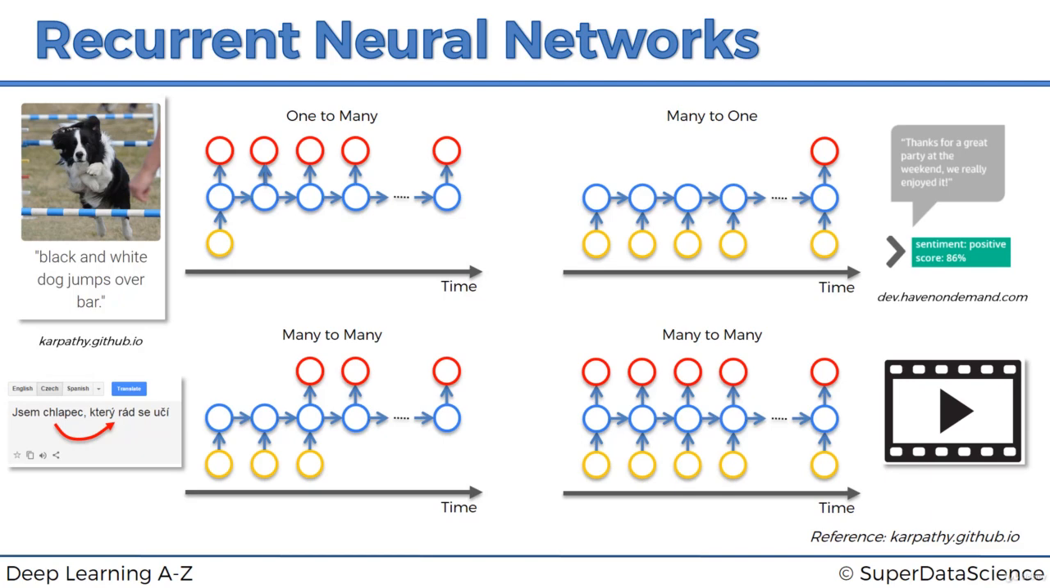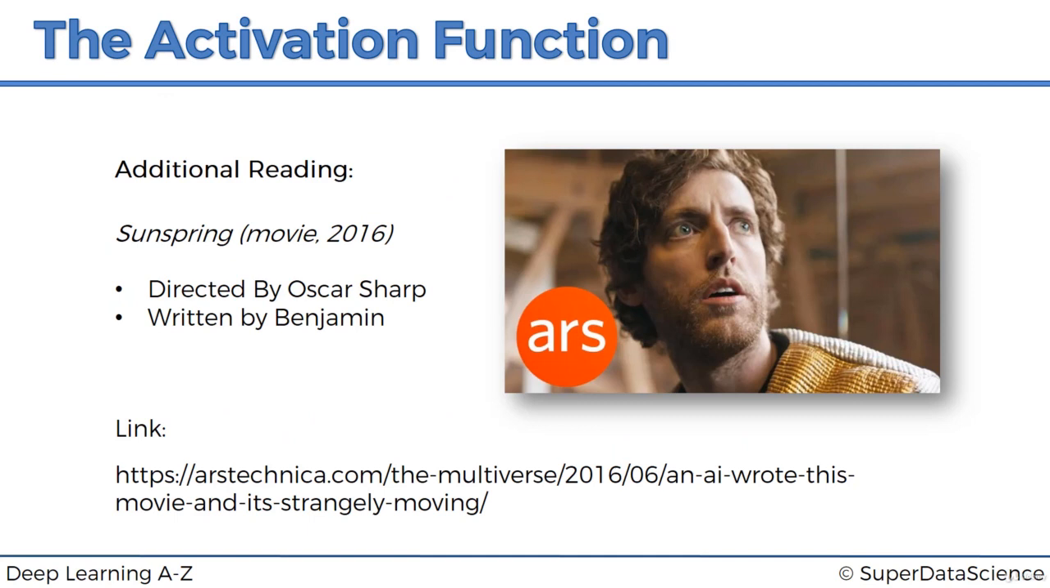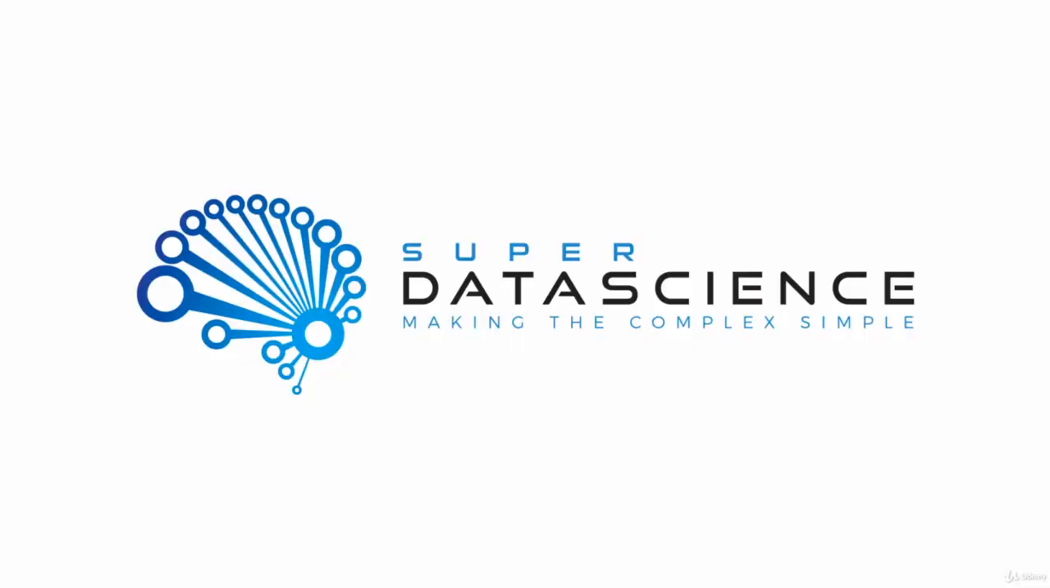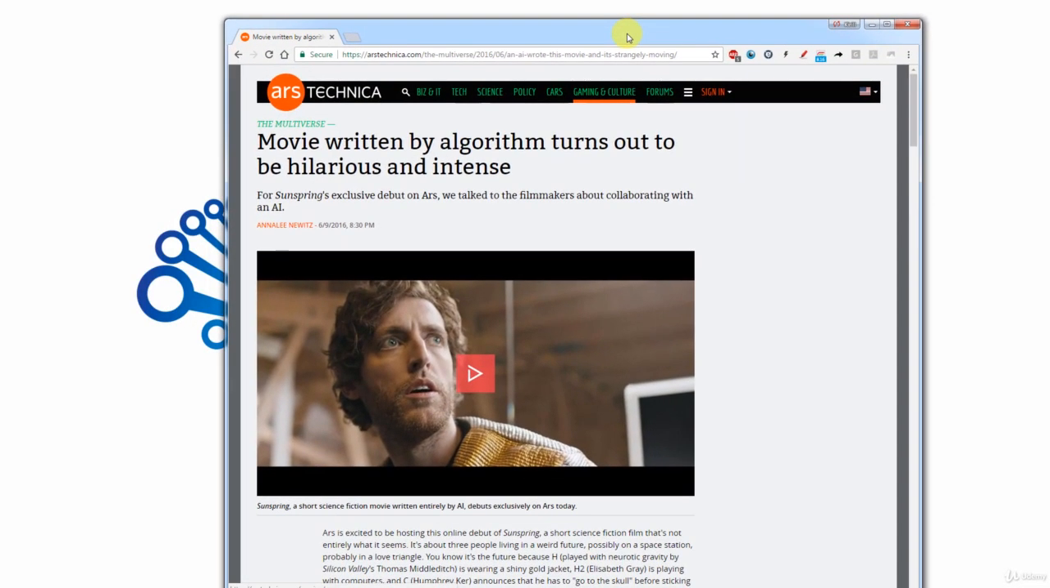And speaking of movies, today we don't have additional reading. Today we have additional watching. So a movie called Sunspring in 2016, directed by Oscar Sharp, and you might know this actor Thomas Middleditch from the TV show Silicon Valley. And this movie was entirely written by Benjamin, who is an RNN, an LSTM to be specific. So I'm going to show you this movie now.